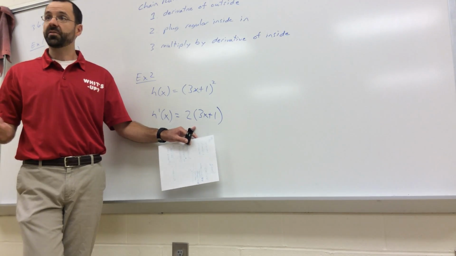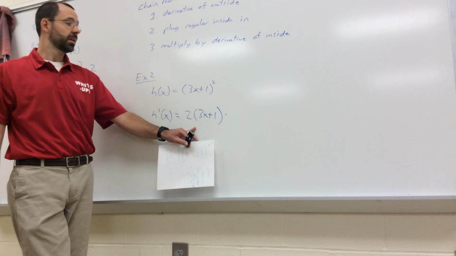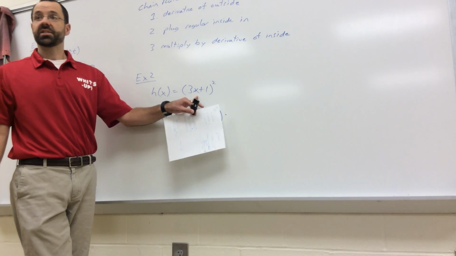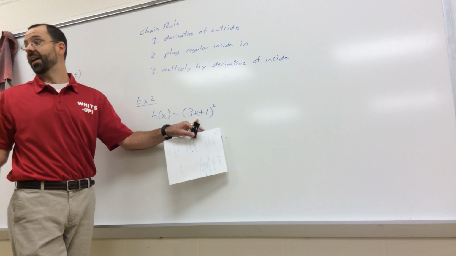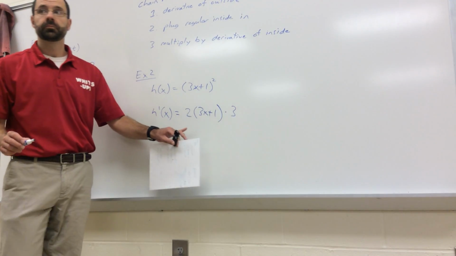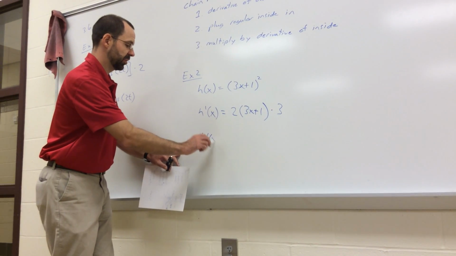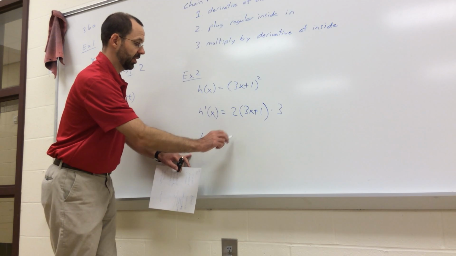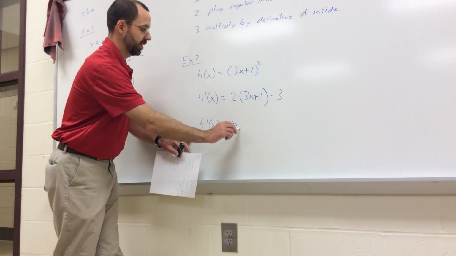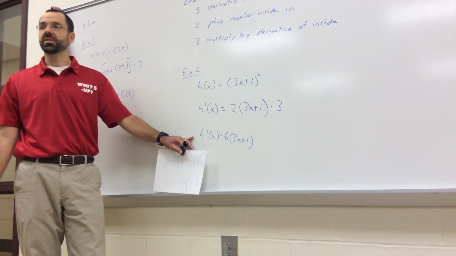So now all we have left is multiply by the inside derivative. So the inside is 3x plus 1. The derivative of that is 3. So we just multiply by 3. So then usually we would multiply the 2 times the 3. Final answer would be 6 times 3x plus 1. And you could distribute the 6 also.